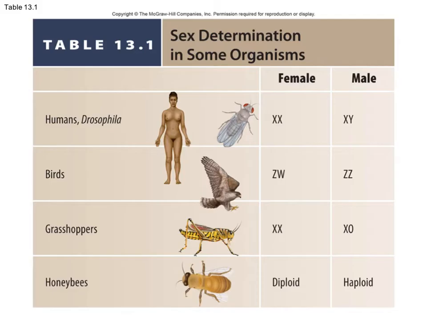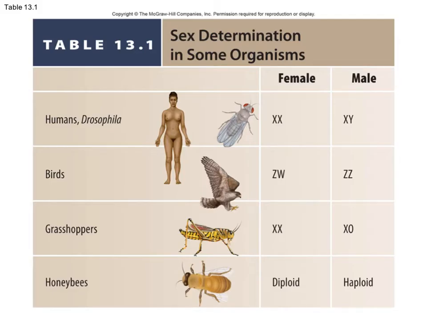Sex linkage is a genetic phenomenon that happens when inheriting a certain condition, or having that condition, is more common in one sex than the other. That happens when the genes for those traits are located in the sex chromosomes.